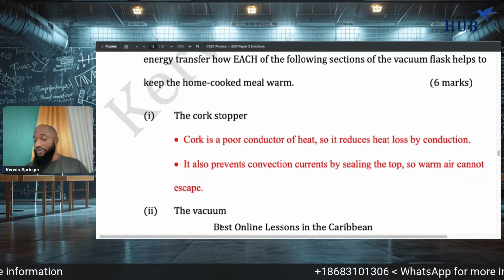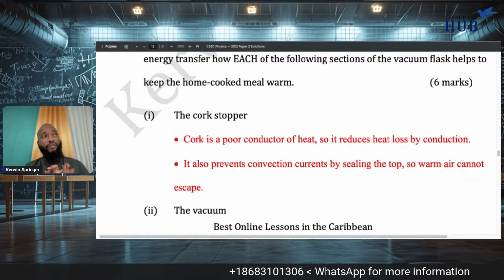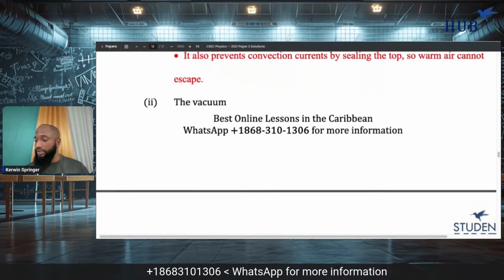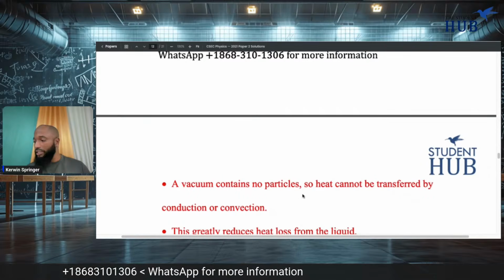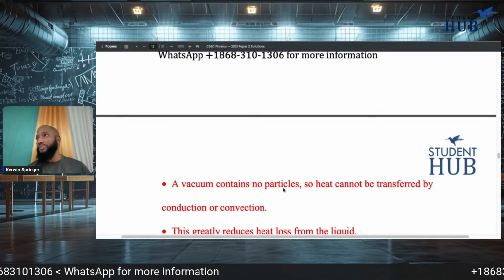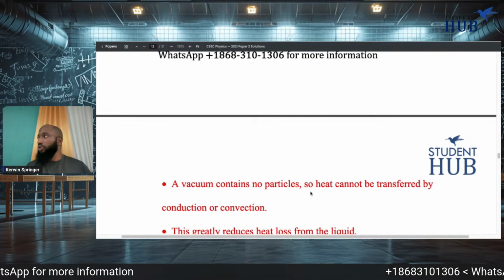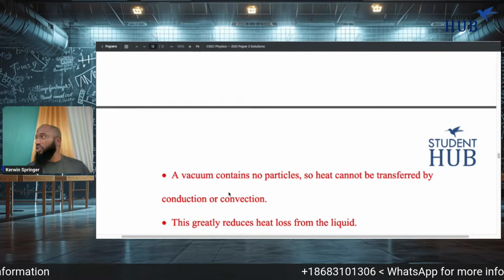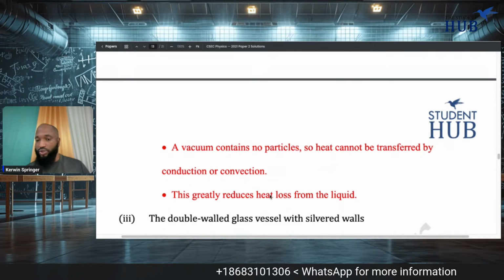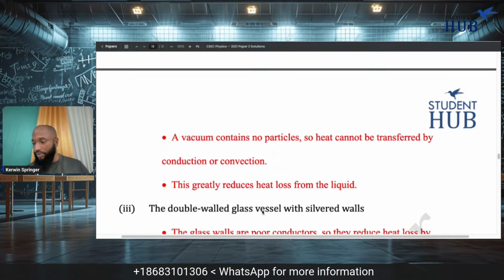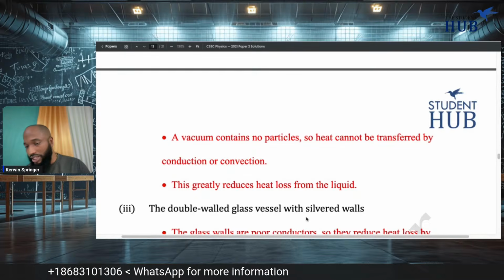The vacuum stops two things at one time. As soon as you have a vacuum, you're stopping two things. A vacuum contains no particles, or low particle content if it's just a partial vacuum. So heat cannot be transferred by conduction or convection. This greatly reduces heat loss from the liquid. Then the double-walled glass vessel with silver walls.